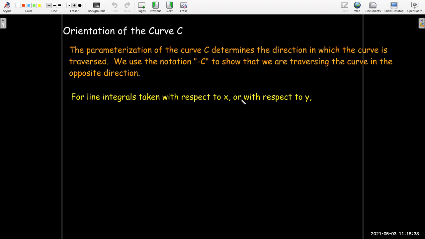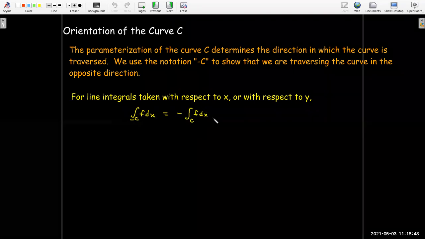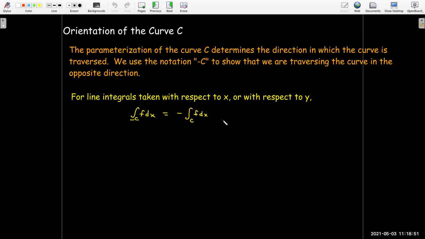Now, for line integrals, which you're taking with respect to x or with respect to y, if I traverse the curve in the opposite direction, the result is we're going to change the sign on the value of the integral. And this is just like back in Calc 1 where we reversed the bounds. So instead of going from A to B, we went from B to A. If you think about that, that means we're traversing that particular line segment on the x-axis. Instead of going from A to B, we're going from B to A, so it changes the sign.